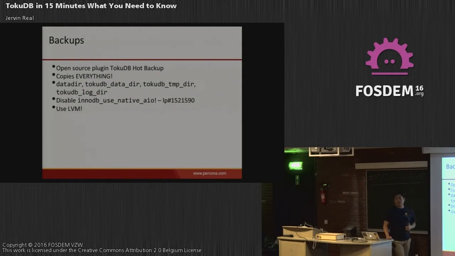Also, when you're using InnoDB, make sure to disable native AIO in InnoDB. Otherwise, it can cause corruption. Look for the bug on Launchpad, and you'll understand why. If you're using the standard configuration, where you have everything in a single folder, use LVM for backups, or mydumper in that case. I cannot suggest anything more aside from hacking my LVM backup if you have your binary logs on a different server or in a different volume.